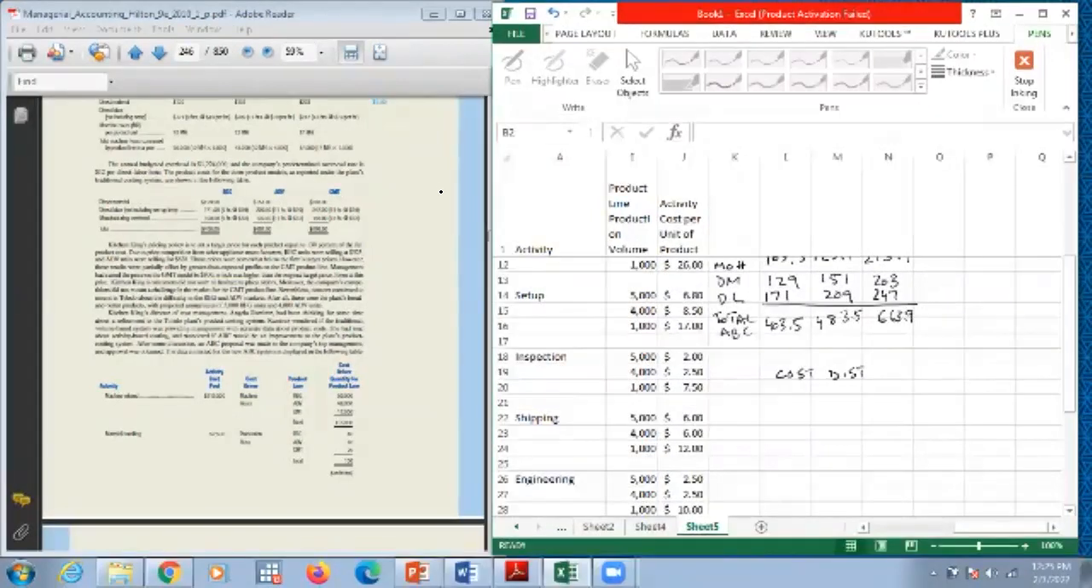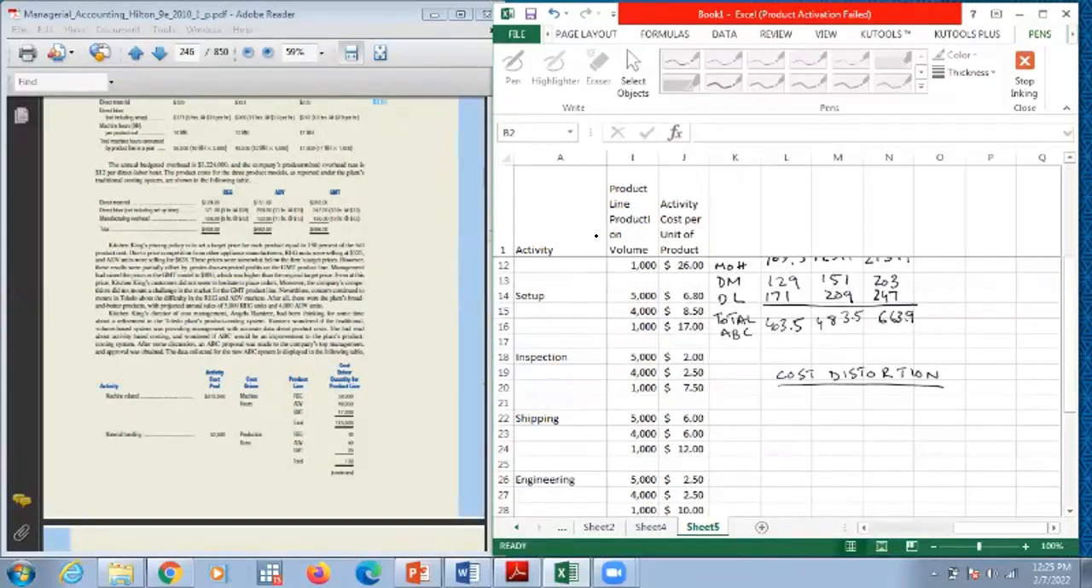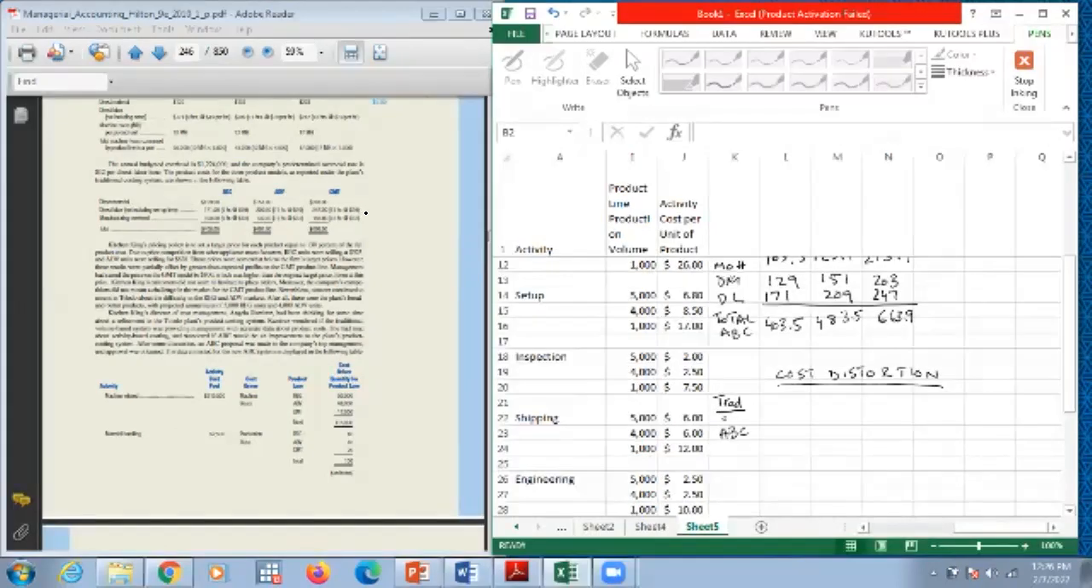Now, cost distortion means that the difference in your costing method results in a loss in another place, and it means you need to readjust your sales price. This essentially just happens because of a difference in costing. The more accurate your costing, the less the cost distortion, and the less accurate your costing method, the higher the level of cost distortion. In order to calculate this cost distortion, we will compare traditional cost versus ABC cost.